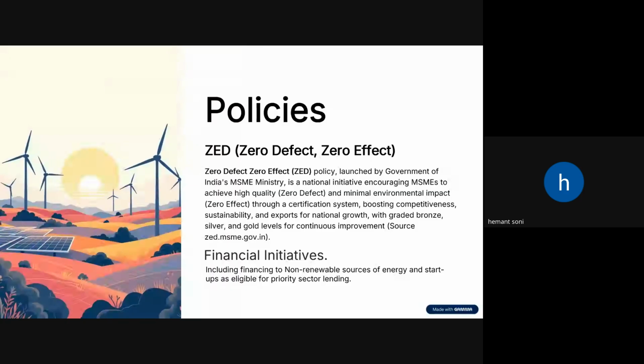One is non-renewable sources of energy are part of the private sector lending. Another point actually important, which I have not written here, is that banks have been directed to provide, of the total loan book, 7.5% of the loans to the micro enterprises. So basically, putting the two together, the Government of India initiatives and the financial initiatives being given, we expect that the MSMEs would be encouraged.